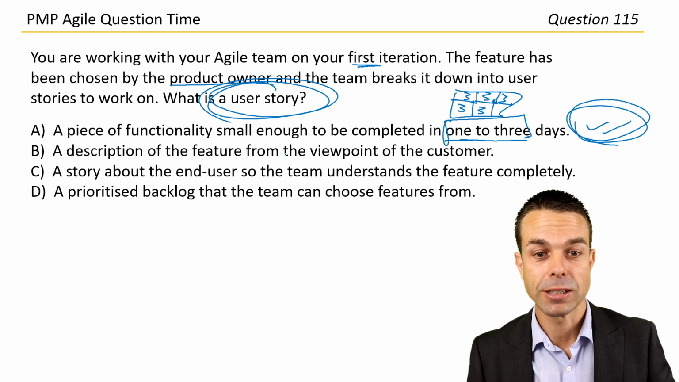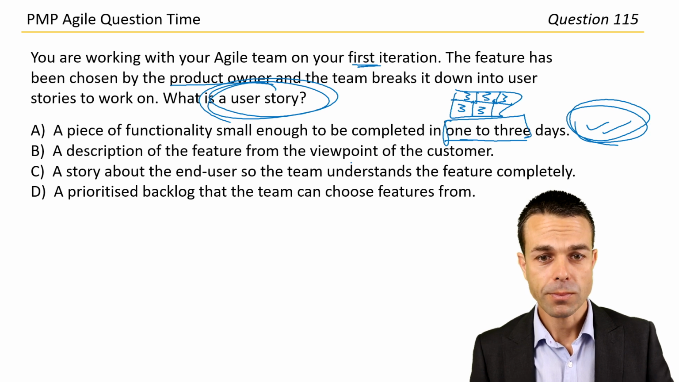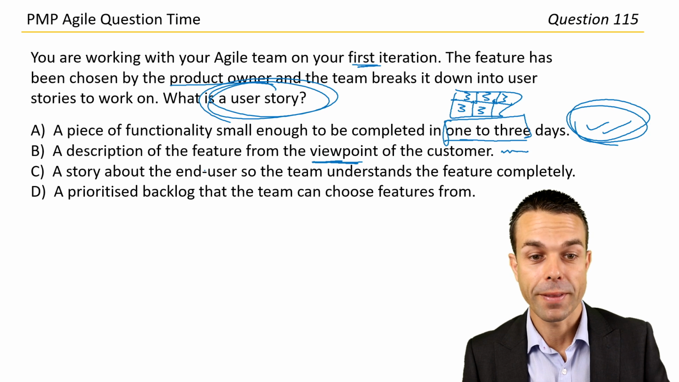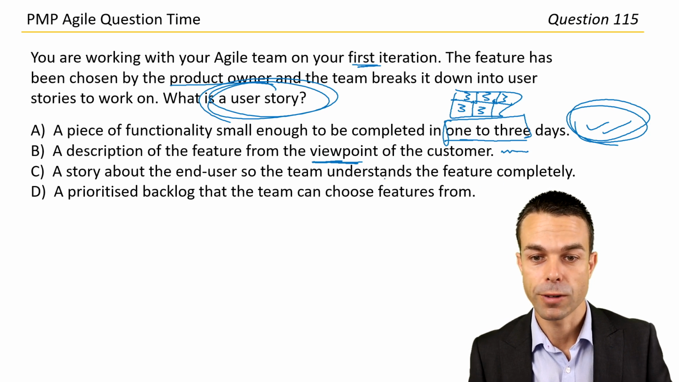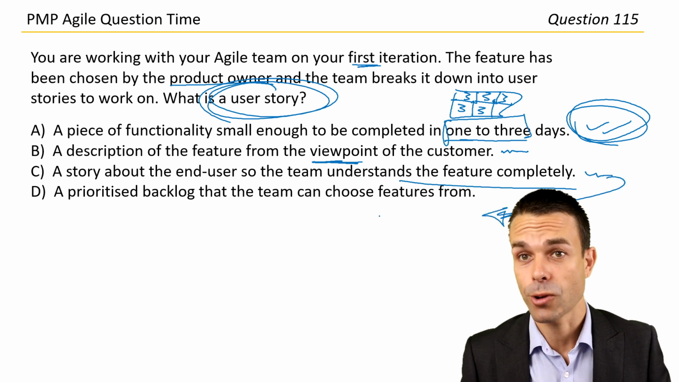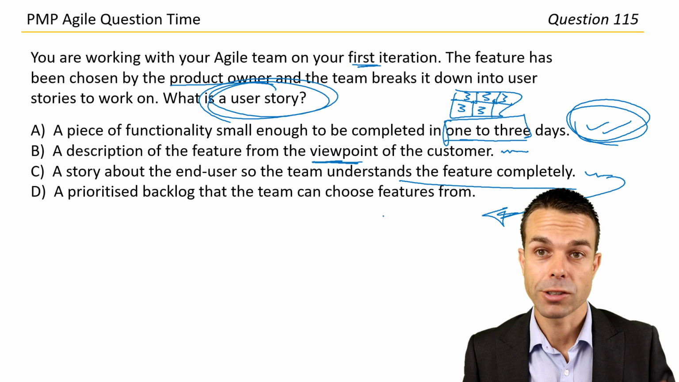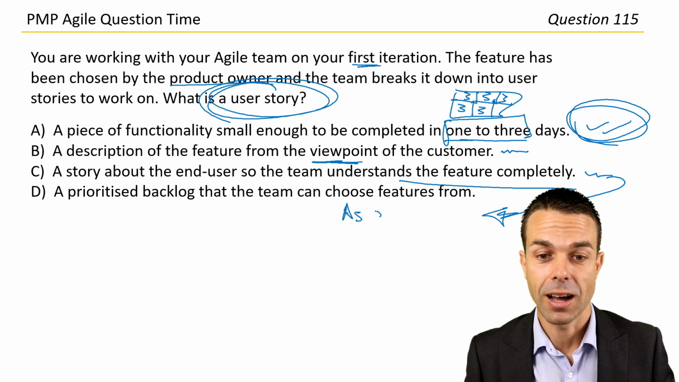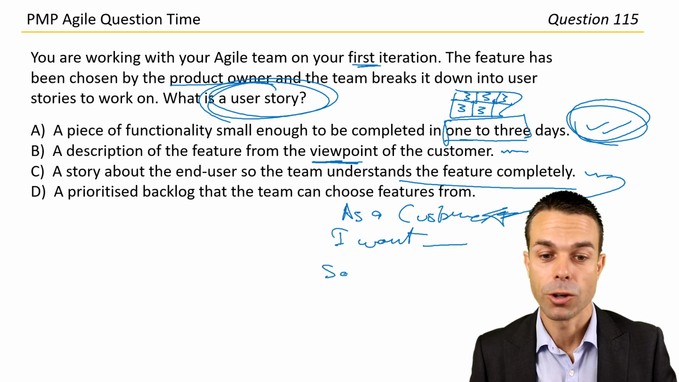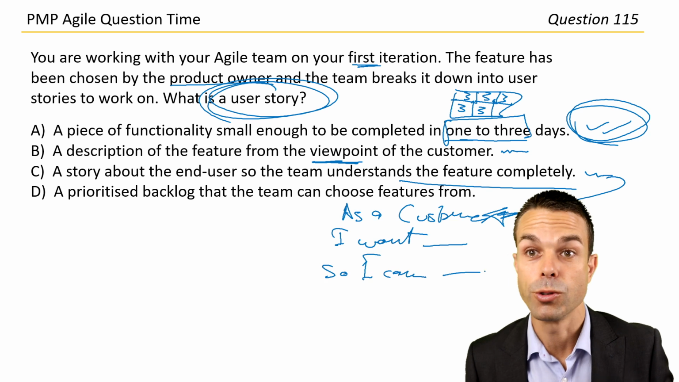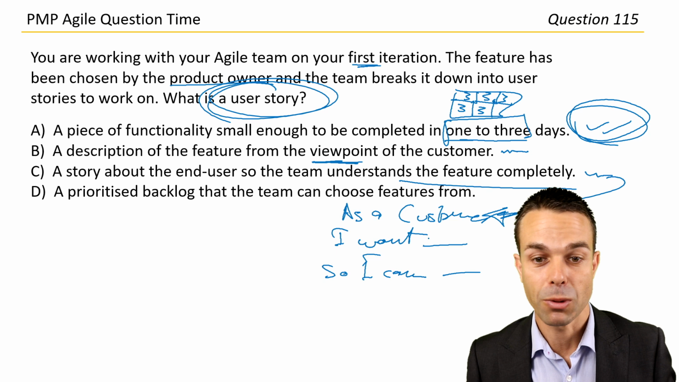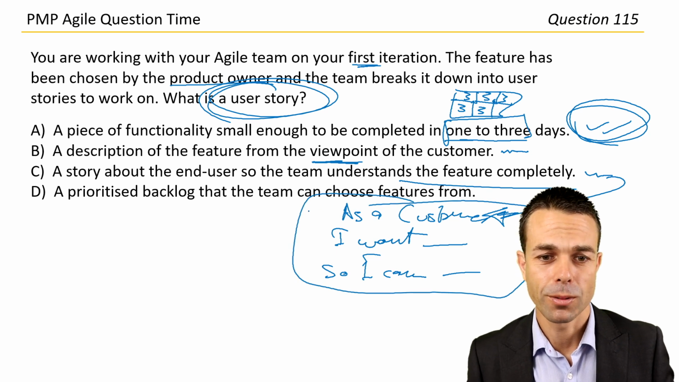All right, a description of the feature from the viewpoint of the customer. That is also pretty good. That's actually a pretty good one. A story about the end user, so the team understands the feature completely. That's also sort of pretty good, because a lot of the acceptance criteria will be done from the customer's point of view. For example, as a customer, I want something so I can do something else, so I can get my shopping cart, or so I can get something delivered, for example. And that's our business-driven development, or BDD.